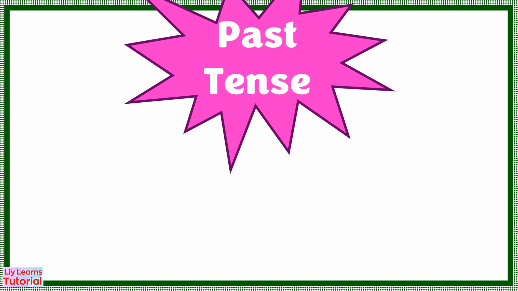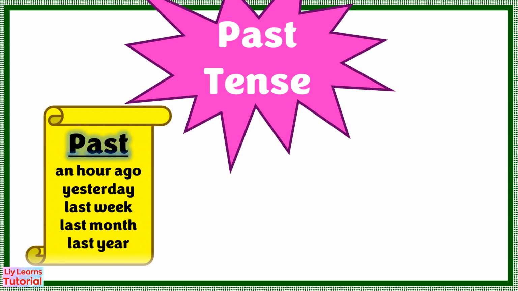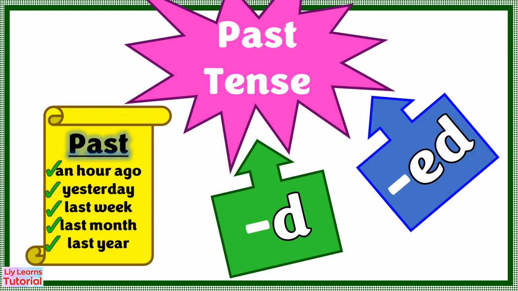Past tense of verbs indicate that actions are done in the past, like an hour ago, yesterday, last week, last month, and last year. We form the past tense by adding D or ED to the root word.